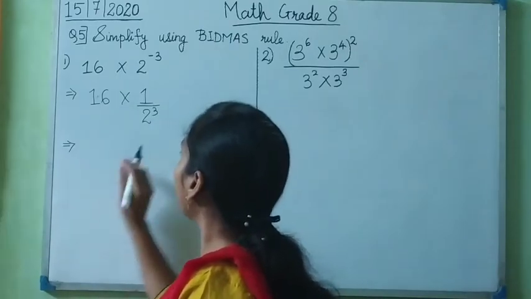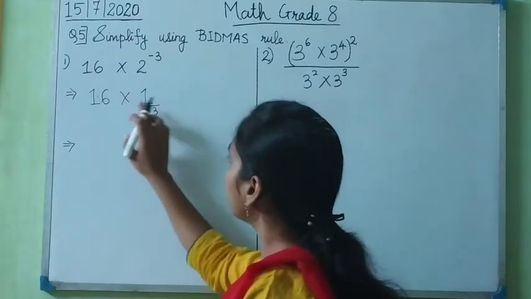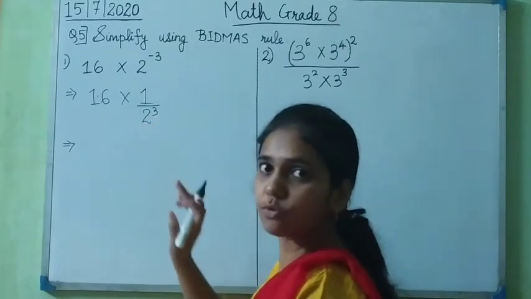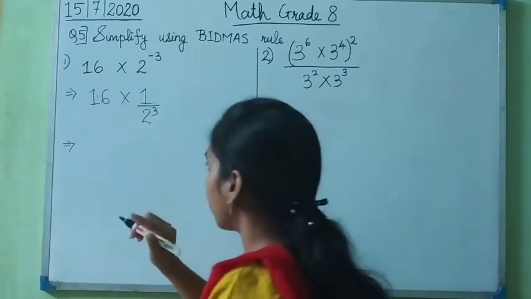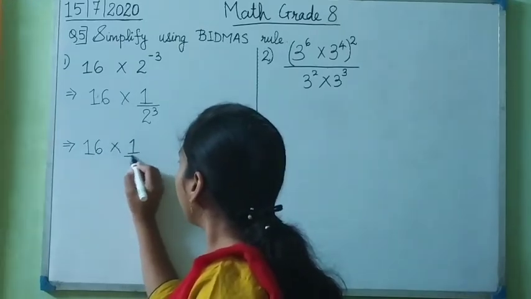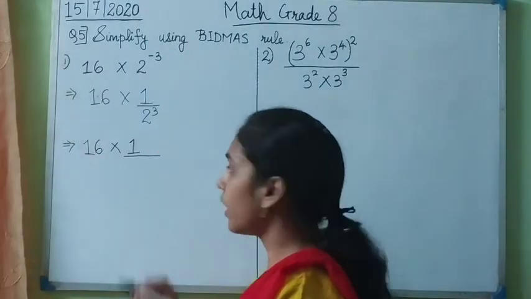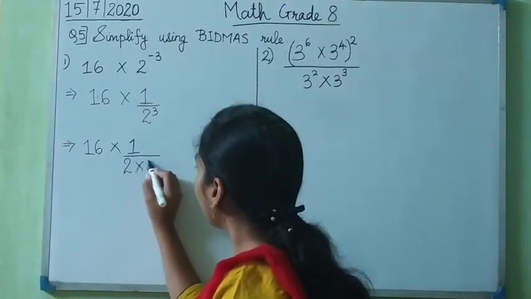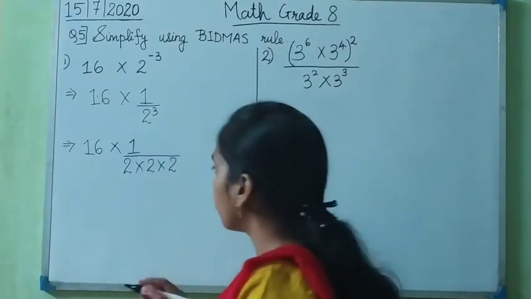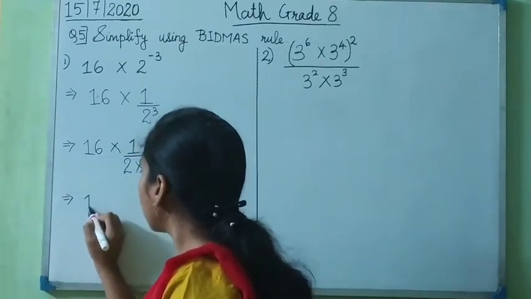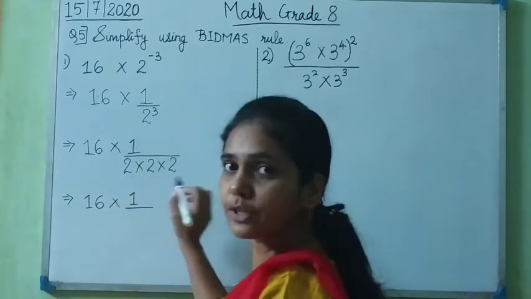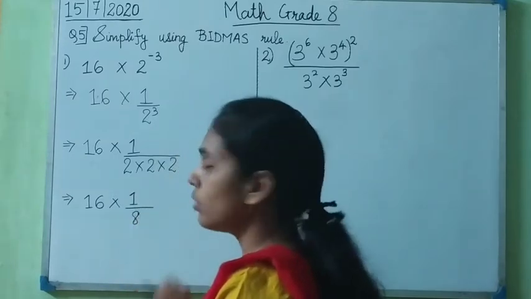So now next what do we have to do? We have to solve this. 2 raised to 3 is again an index, right? This is a number which is raised to an index. So we have to solve the index number first. So we write it as 16 into 1 upon 2 raised to 3. 2 raised to 3 means 2 is multiplied by itself 3 times. So it becomes 2 into 2 into 2. This becomes 16 into 1 upon, 2 into 2 into 2 is 8. So this is 16 into 1 upon 8.